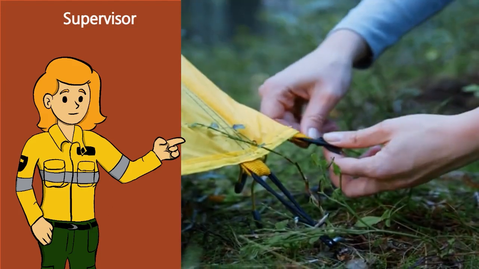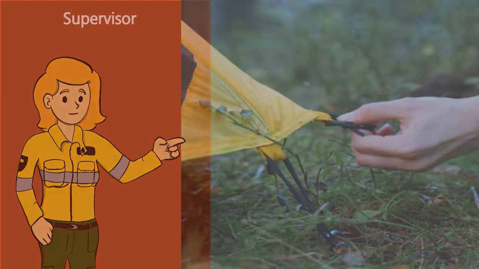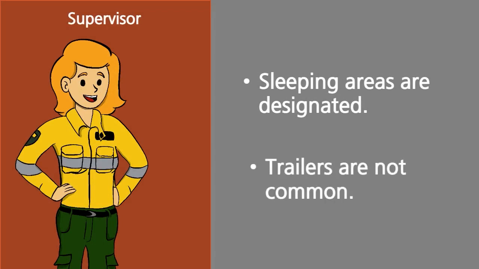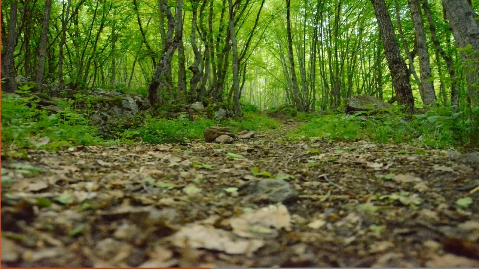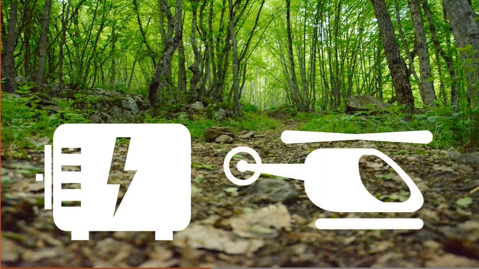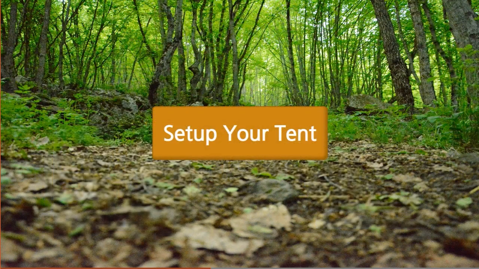Let's start with your tent setup. This will be one of the first things you do after you arrive. Sleeping areas are set aside to accommodate tents. Sleeping trailers may be in place, but they're not common, so it's best to assume you'll be staying in a tent. For comfort, the area designated for tent setup should be on flat ground, away from generators, helipads, and general camp traffic. Once you get your tent set up, you can head over to the kitchen for some dinner.